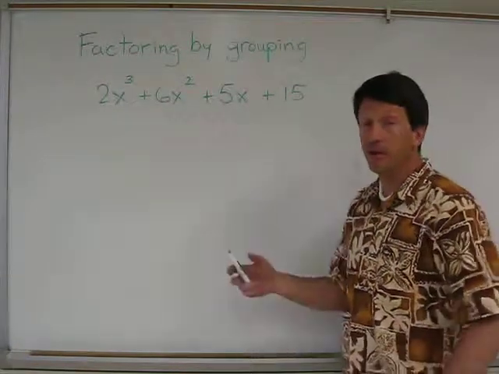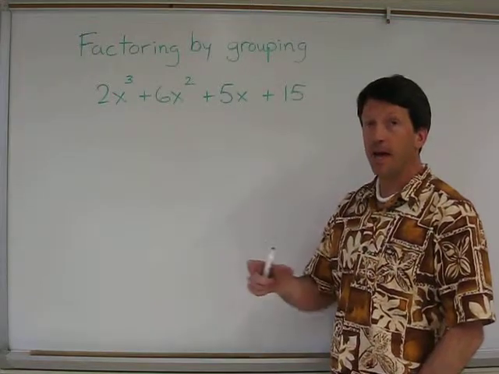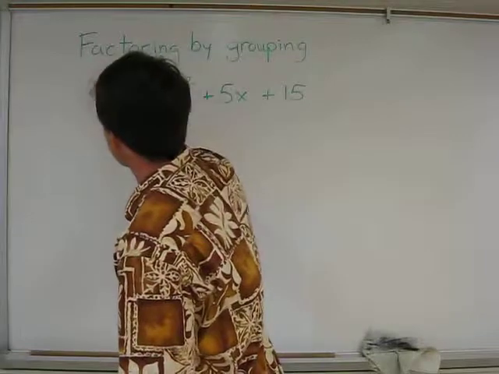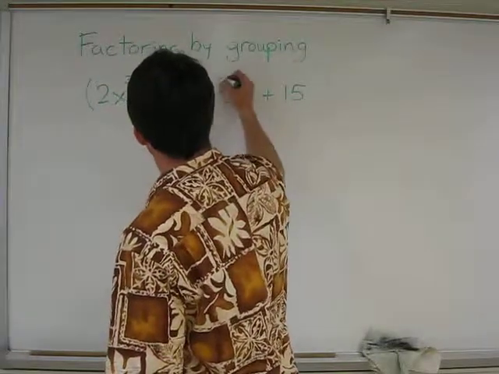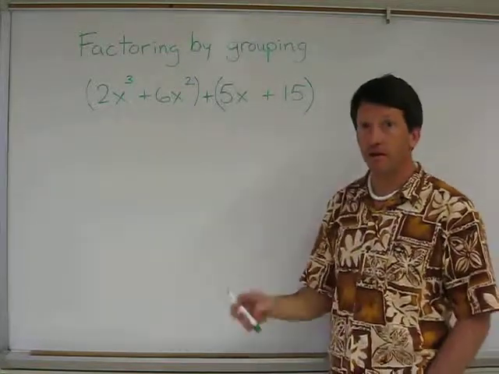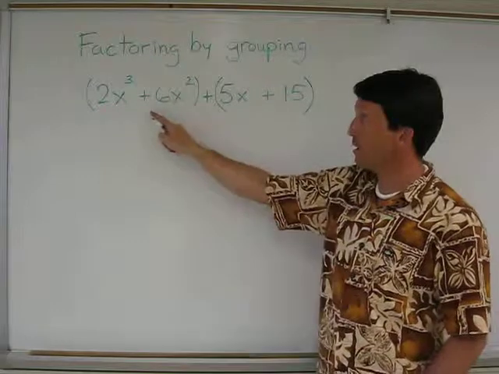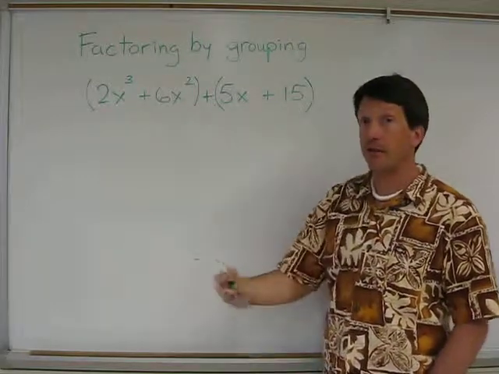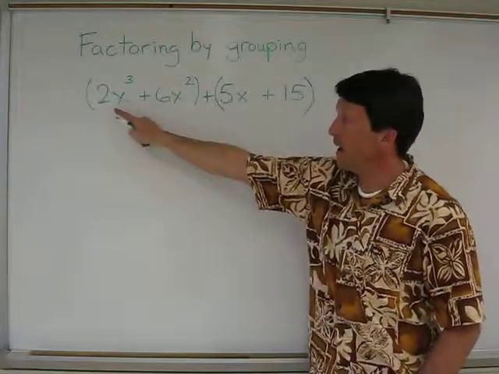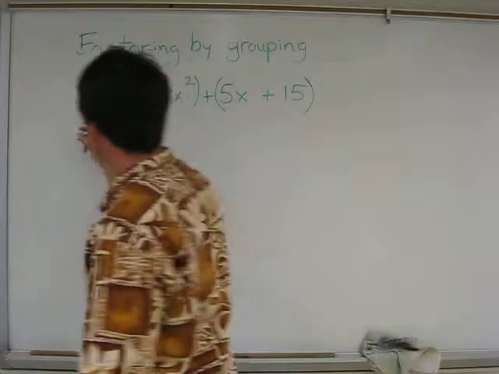Now, the way that these usually get grouped is the first 2 get paired together, and then the last 2 get paired together, kind of like this. So now what I'm going to do is look at this first grouping. I'm going to look at these first 2 terms and ask myself if those have any common factors. And they do. I can factor out a 2 and also an x squared from those first 2.